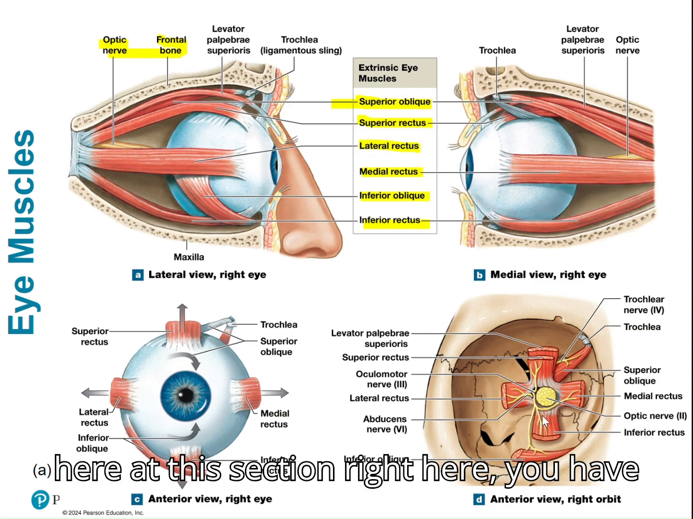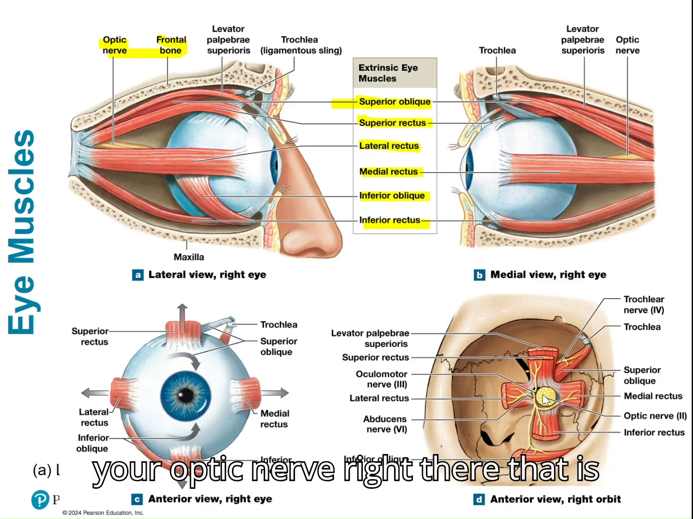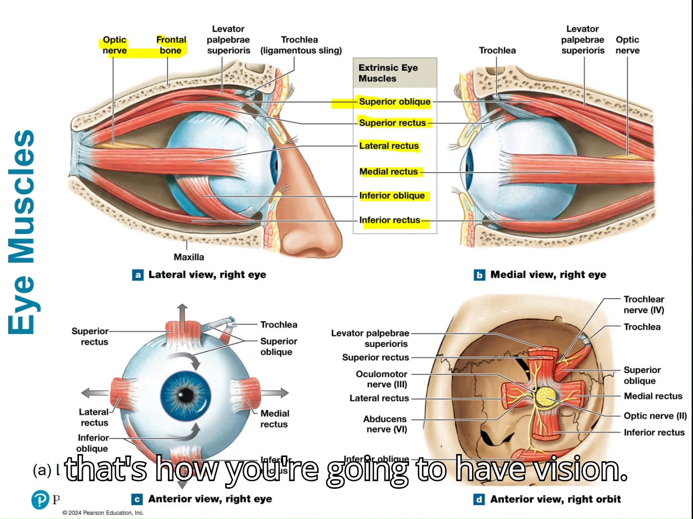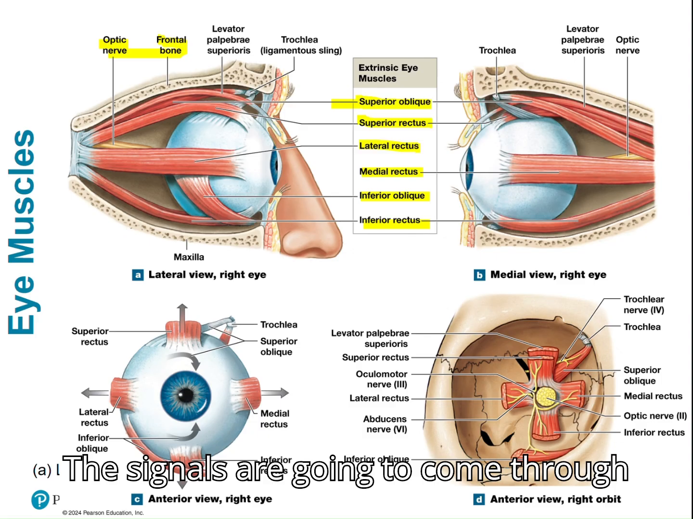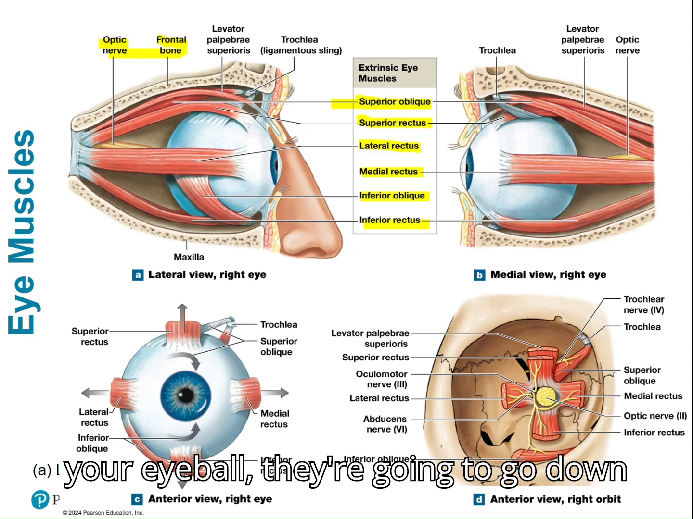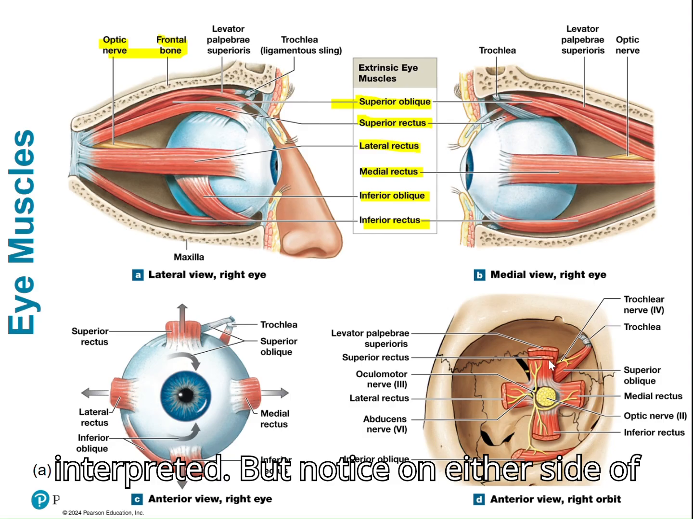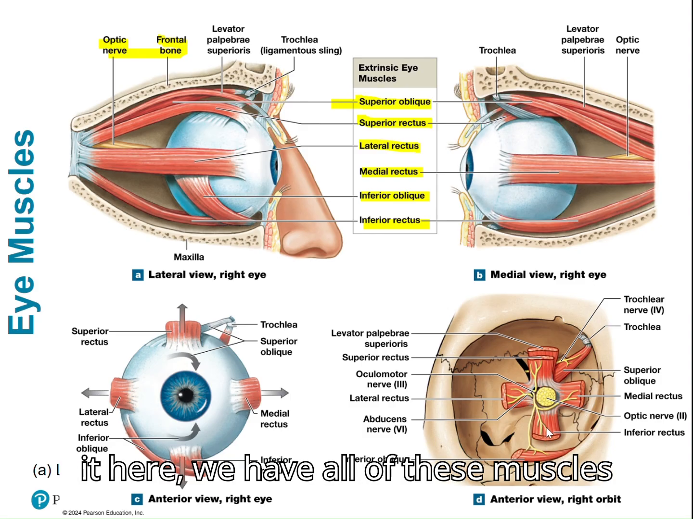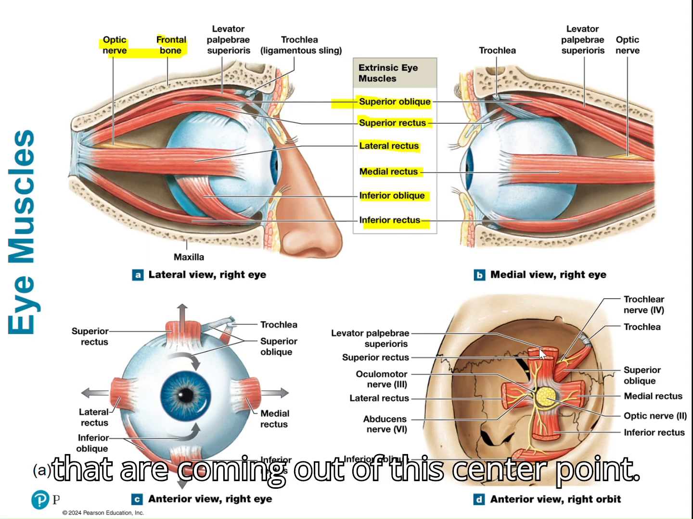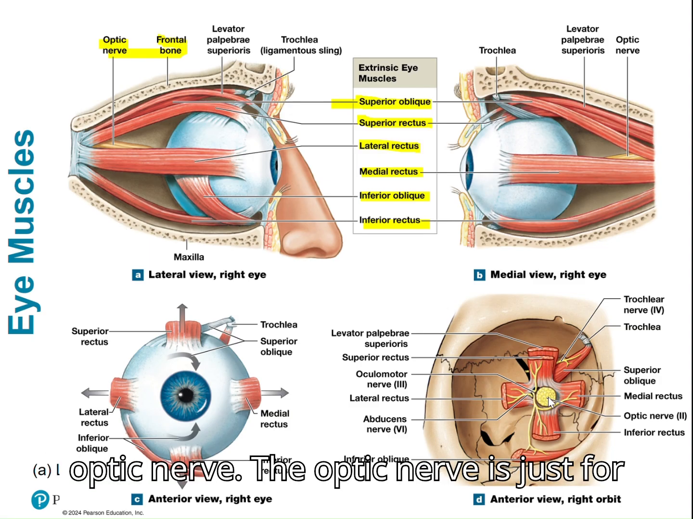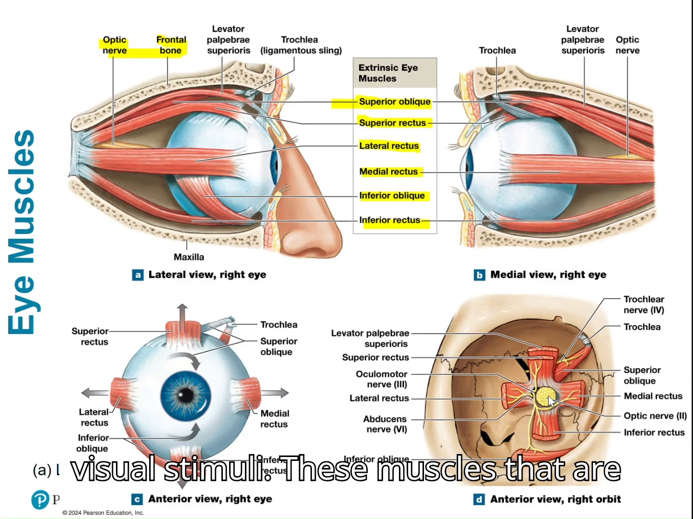But if you see down here at this section right here, you have your optic nerve, which is connected to the eyeball, and that's how you're going to have vision. The signals are going to come through your eyeball, go down through your optic nerve, and then go to your brain to be interpreted. But notice on either side of it here we have all of these muscles that are coming out of this center point. These muscles are not controlled by that optic nerve. The optic nerve is just for visual stimuli.